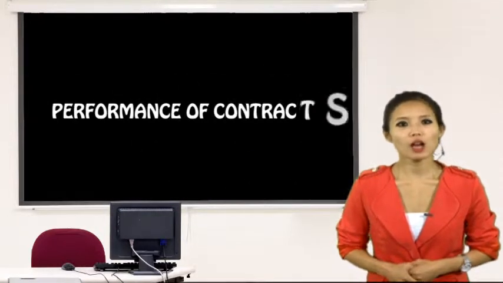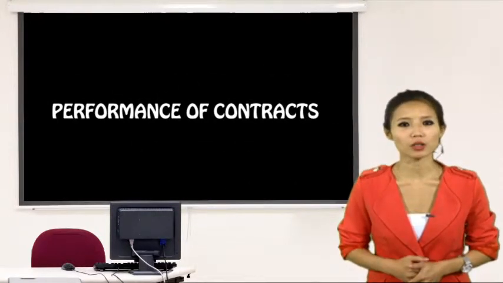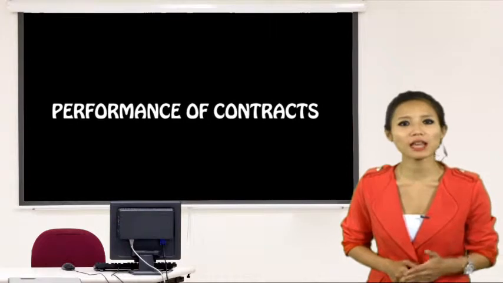Performance of contracts. A contract creates obligation. Performance of a contract means the carrying out of these obligations. Section 37 requires that the parties to a contract must either perform or offer to perform their respective promises unless such performance is dispensed with or excused under the provisions of the Contract Act or of any other law.